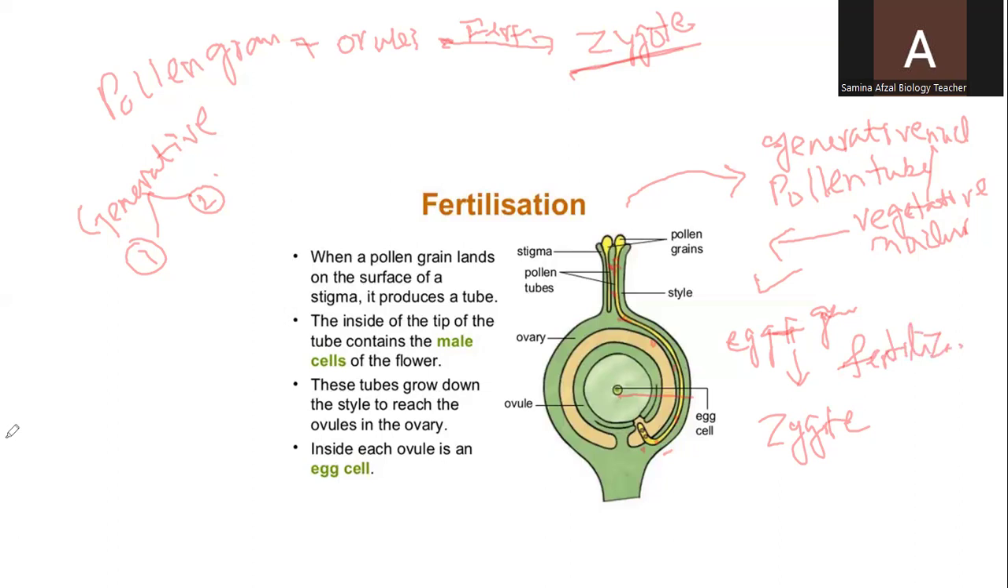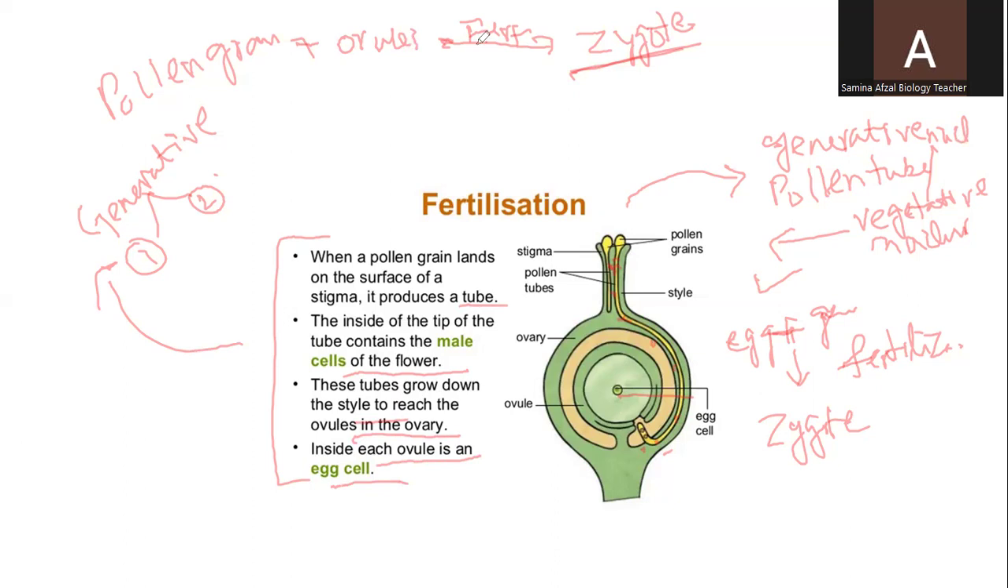Now I would like to read all these. I have told you the whole process of fertilization, how the pollen tube is manufactured and how these generative nuclei move towards the ovary, but I would like to read this as well. When a pollen grain lands on the surface of the stigma, it produces a tube, which is called the pollen tube. The tip of the tube contains the male cells, which are generative nuclei. These tubes grow down the style to reach the ovules in the ovary. Inside each ovule is an egg cell. So this egg cell and this generative nucleus will fuse together to give rise to the zygote.